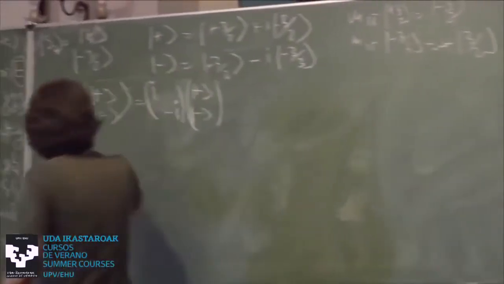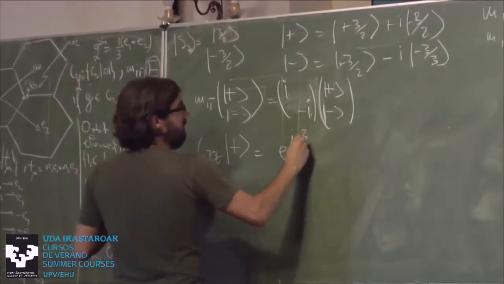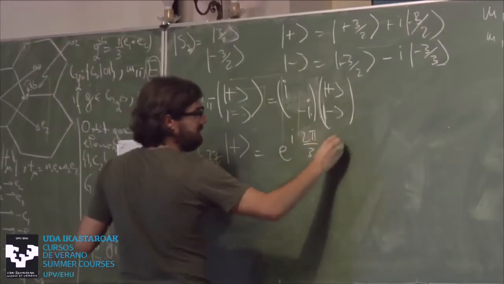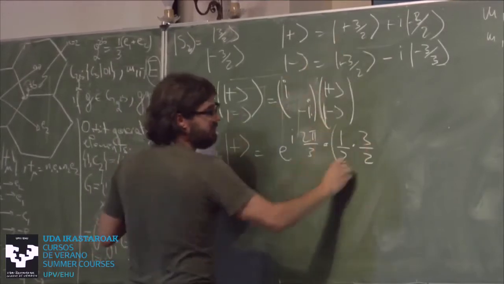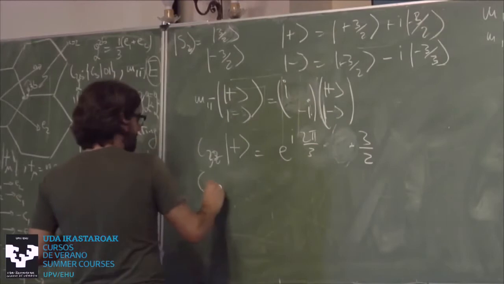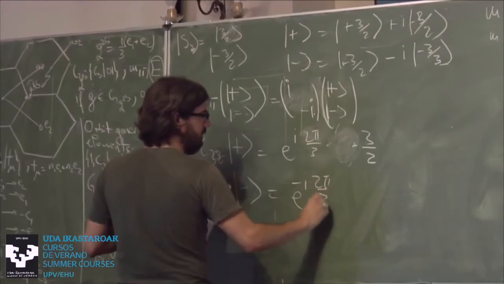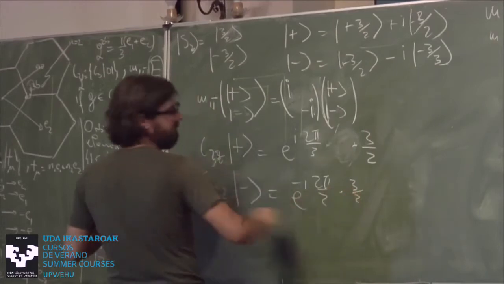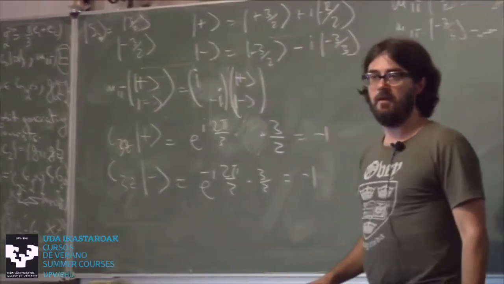Here, what you find out is that C3 on plus will give you e to the I 2 pi over 3, which is the rotation, times 3/2, which is the spin, times 1/2 times 3. And C3Z on minus is equal to e to the I minus 2 pi over 3 times minus 3/2. So this is minus, and this is minus 1. Okay?